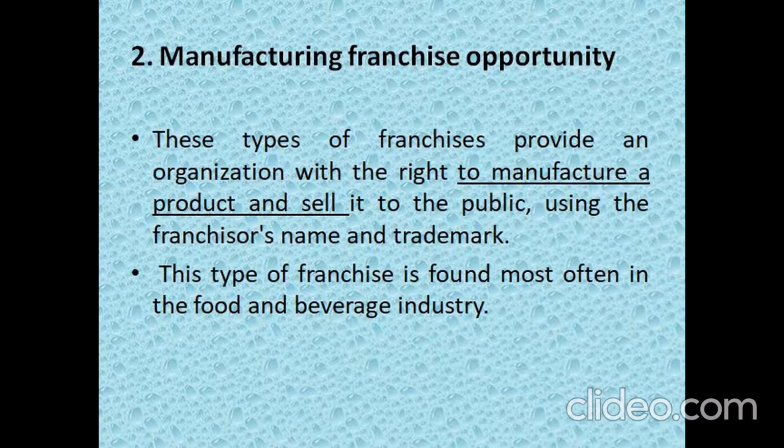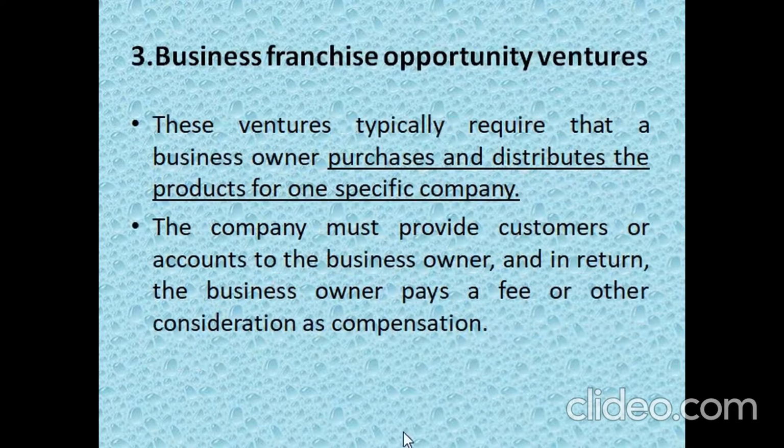Here the manufacturer or the franchisor is giving the right to manufacture the product and then sell it to the public, and here also the franchisor's name and trademark is used. This is generally found in the food and beverage industry. The third one is business franchisee opportunity venture. In this, a business owner purchases and distributes product for only one specific company.